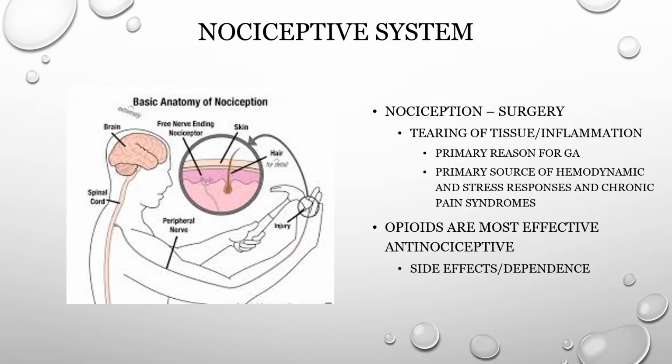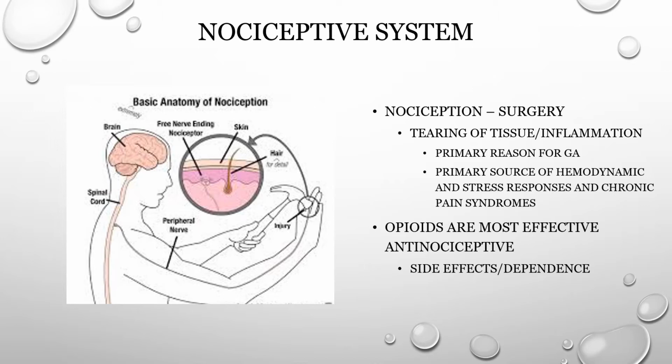Nociception induced by surgery due to tearing of tissue and inflammation is the primary reason for placing a patient in a state of general anesthesia. If not controlled, nociceptive perturbations are also the primary source of hemodynamic and stress responses intraoperatively and of chronic pain syndromes postoperatively.